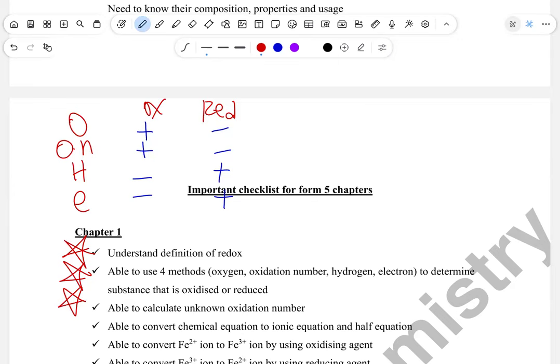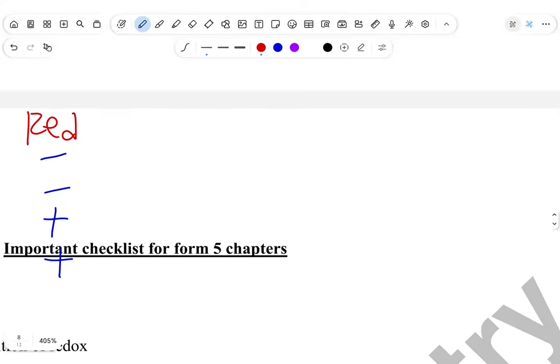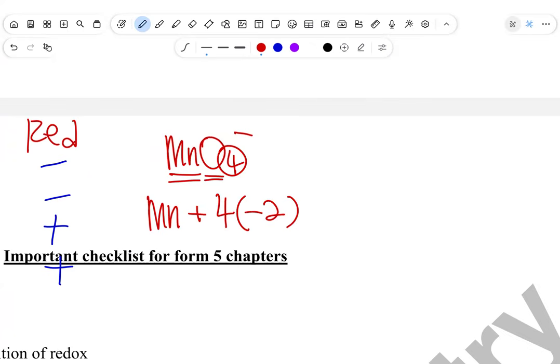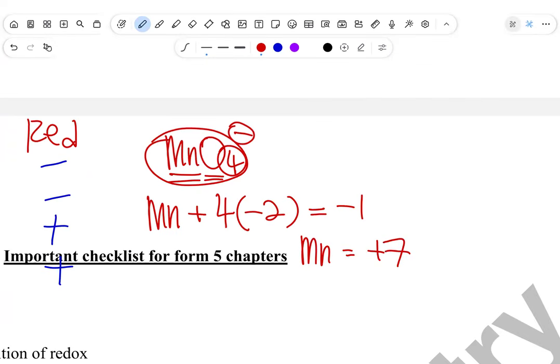What is oxidation number and how to calculate the oxidation number? Example, let's say you have MnO4 minus. How to calculate the oxidation number for Mn? Oxygen, the oxidation number is -2. You have 4 oxygen, times 4. If you add all the oxidation numbers together, they must be the same as the charge. So do your calculation, then you can get your oxidation number. And allow me to remind you all, oxidation number must always show the sign. Positive or negative, you need to show it. If you don't show the sign, it's wrong.